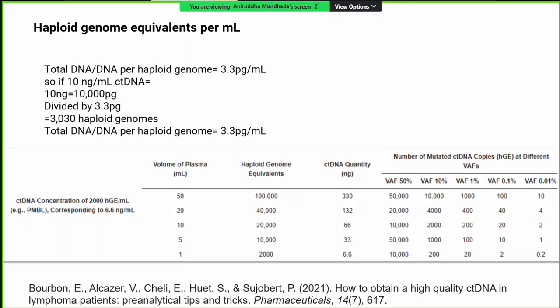to detect such mutations. And this table shows that at a variant allele frequency of 0.01%, you need at least 33 nanograms of circulating tumor DNA to be present in a 5 ml volume of plasma. So that becomes a very challenging scenario in which the assay has to be sensitive enough to get to that concentration.